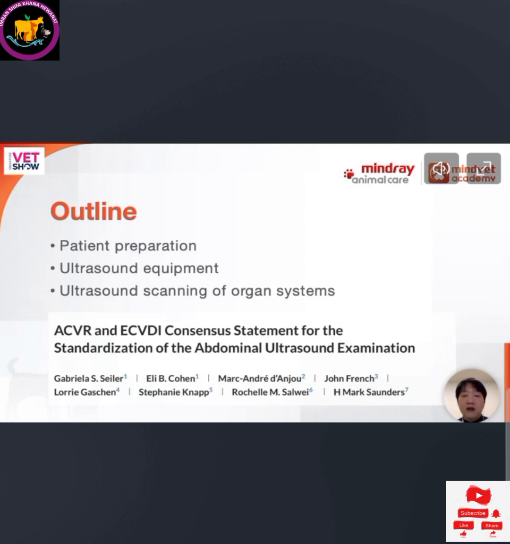This is the outline of my talk for today. First, I will begin with patient preparation. This is the first step to create the optimized image. Second, I will discuss the ultrasound equipment and how to adjust the image to optimize image quality, which directly affects the interpretation. Lastly, I will talk about how to perform an ultrasound scan of each organ system in accordance with the new guideline in the ACVR and ECVDI consensus statement.